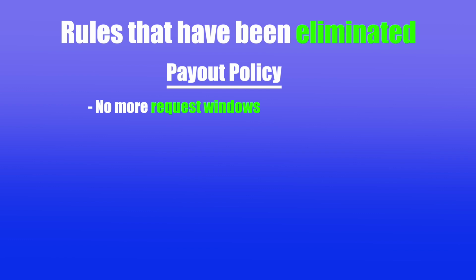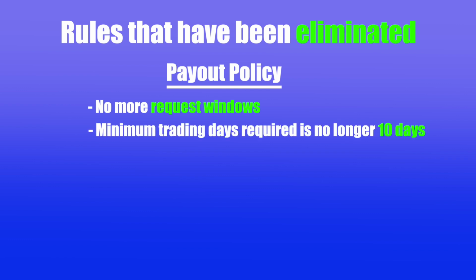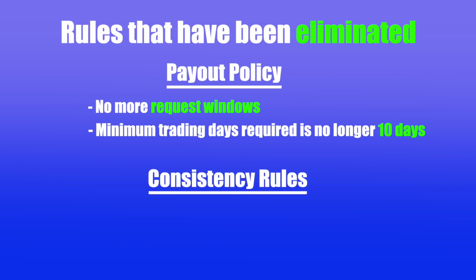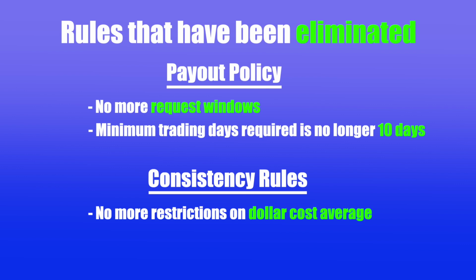The other rule Apex has gotten rid of is the minimum amount of trading days is no longer 10. We'll discuss later in the video what the required number is now, but it is less, so that's a plus. Let's move on to the consistency rules that Apex has gotten rid of. The biggest one is no more limit on the number of times you can dollar cost average. Apex only allowed the trader to dollar cost average into a negative P&L just one time. They have gotten rid of this rule now.